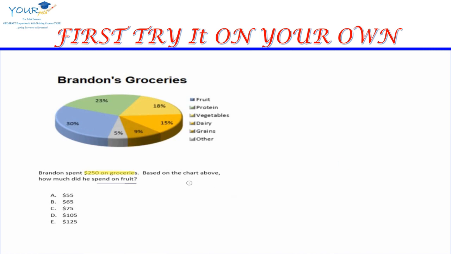So we can write that. We know that the fruit equals 30%. So this is going to be 30% of the actual total amount that Brandon spent on groceries, which we know is $250. So now we're ready to calculate. Here we have $250, and we know that 30% of that was spent on fruit.